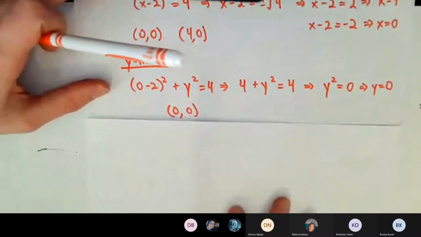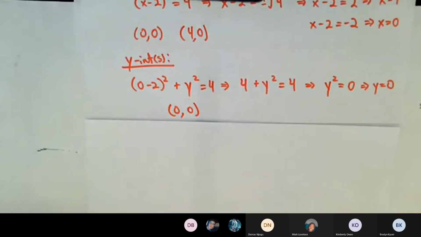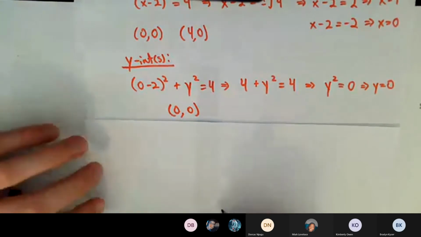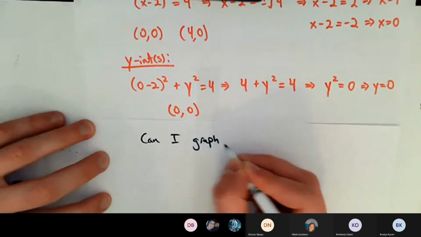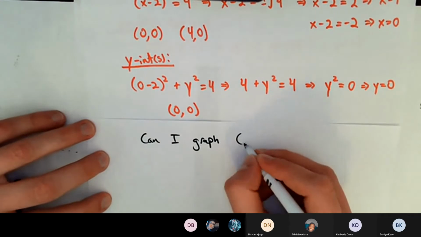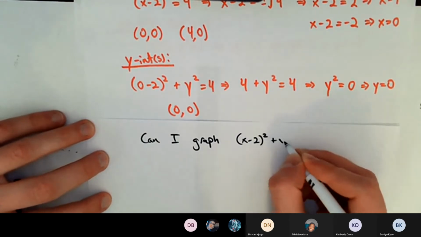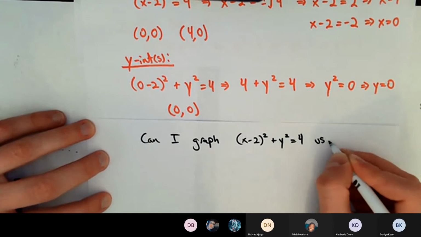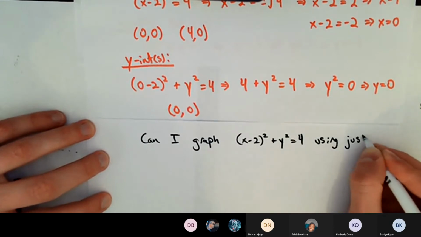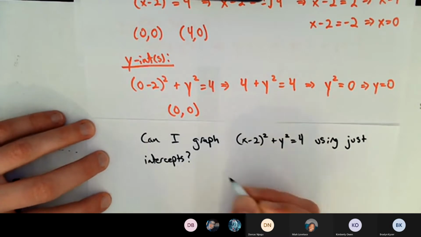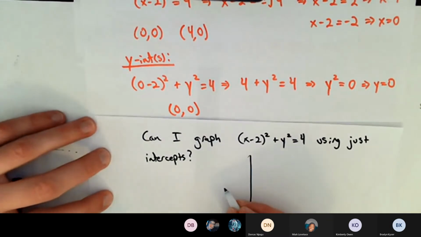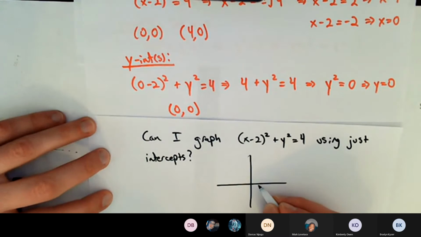Can I graph this? Can I graph the circle now? Because I know it's a circle. I don't have two y-intercepts this time. So can I graph this using just intercepts, like I did with example A? Well, let's see what happens. Let's just try it out. So I need to go 2, 3, 4. I'll just go out to 4 in each direction.